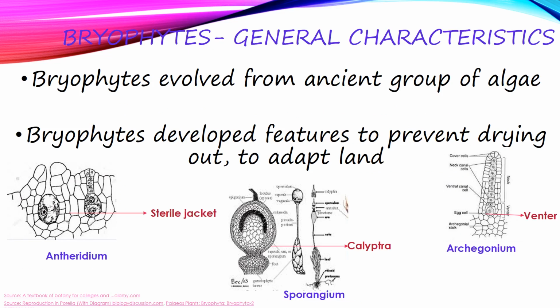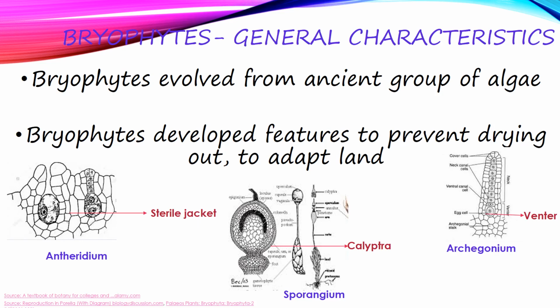Bryophytes are believed to have evolved from some ancient groups of algae. We have already learned that algae are mainly aquatic in nature, whereas bryophytes are the simplest land plants. During their transition from water to land, bryophytes developed some characteristic features that prevented them from drying out. One of these features is the development of a sterile jacket layer around the male and female sex organs.